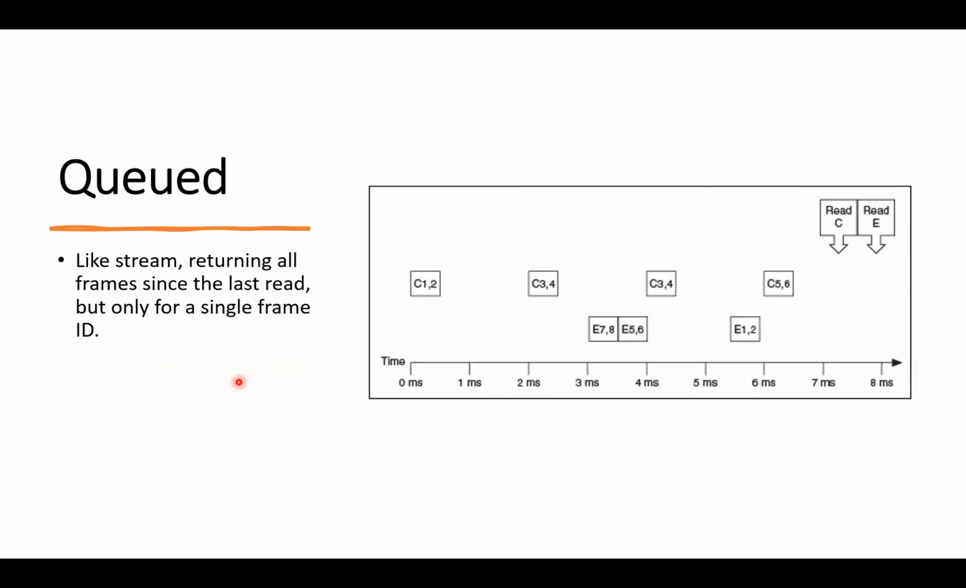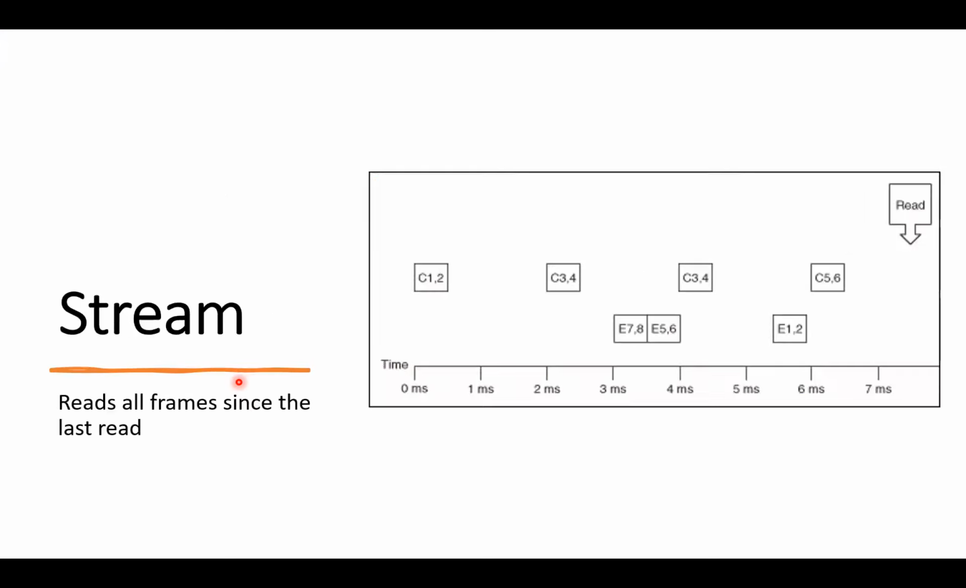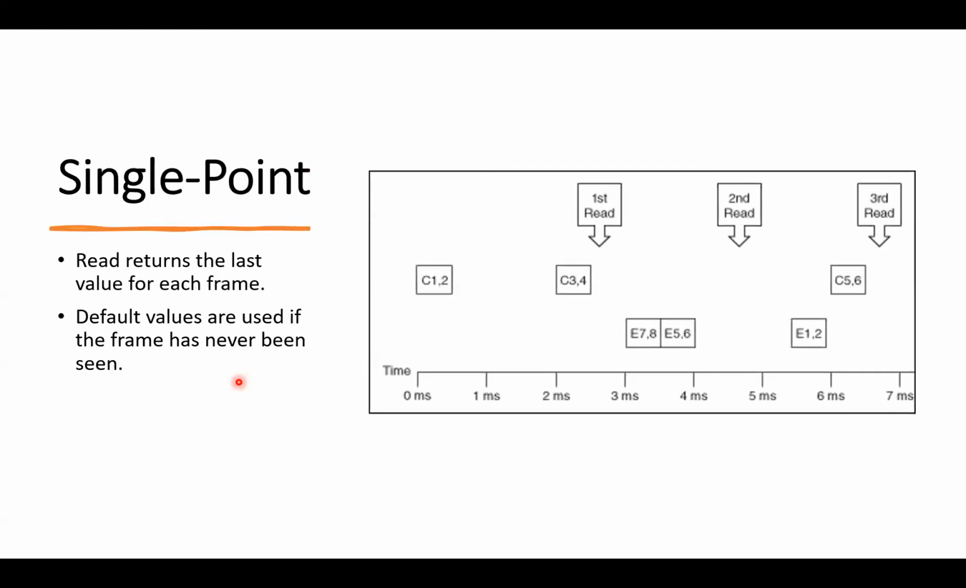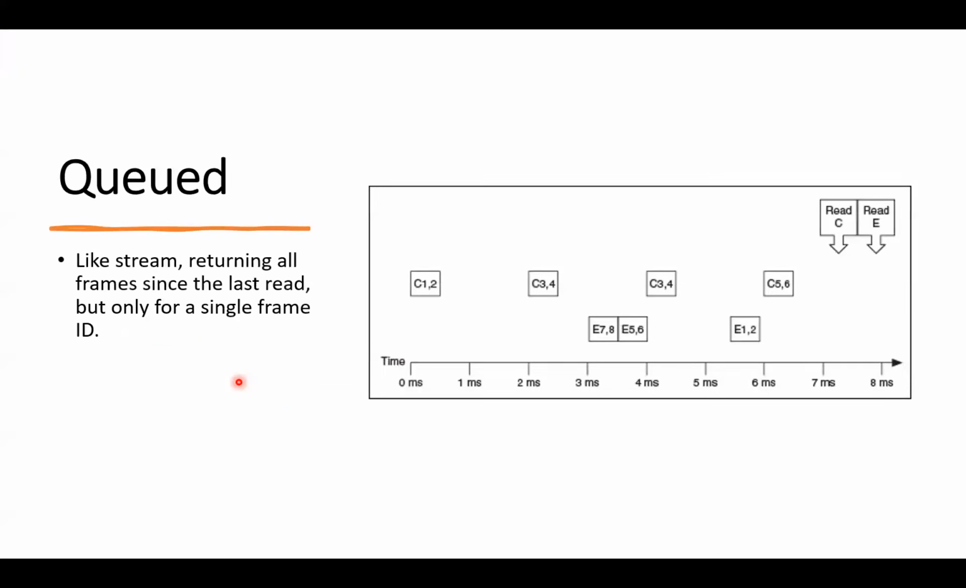When it is queued, this also returns all the data since the last read, but only for a single frame ID, not repeated. For example, if one frame ID has been sent with data, and the next time the value has been updated, that updated, most recent value will be taken in the queued. When it is in the stream, for the same attribute ID, the two data will be received. That is the difference between the streamed and the queued.